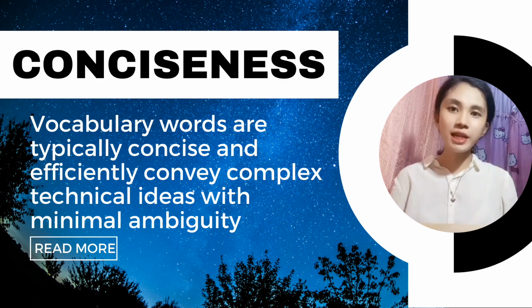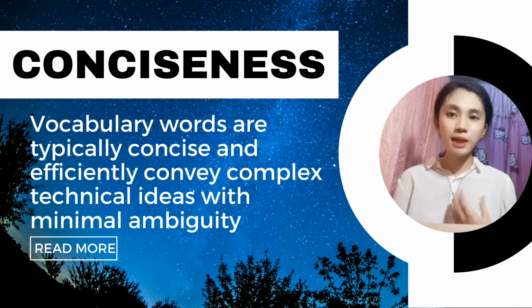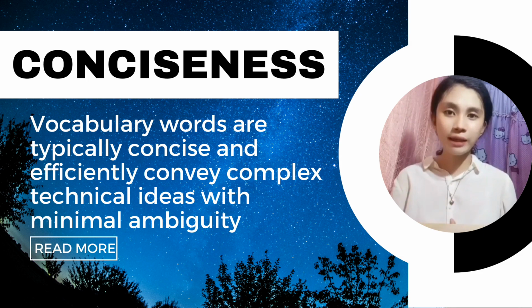Next is conciseness, where technical vocabulary emphasizes efficiency in conveying complex ideas. These words are typically shorter and more precise compared to everyday language. This allows for clear and concise communication, particularly when dealing with intricate concepts. Example: interface concisely describes a connection point between two systems compared to a longer explanation about how they interact.